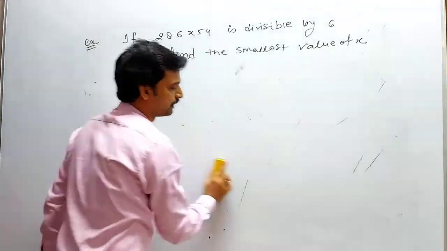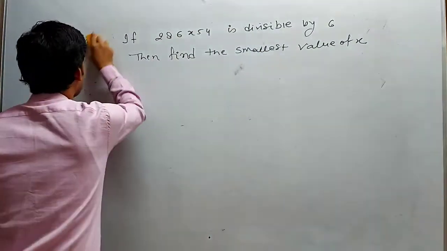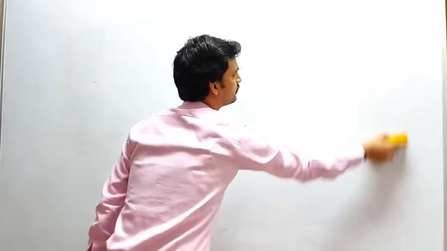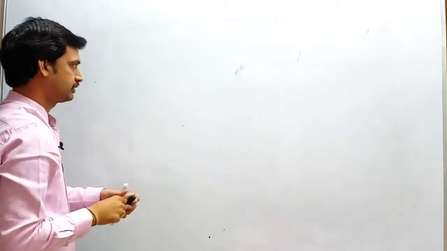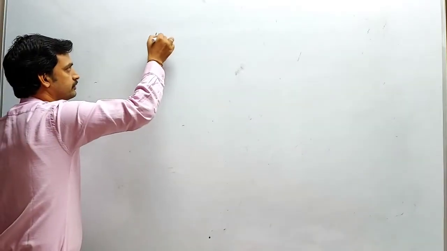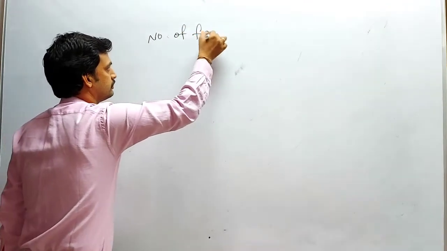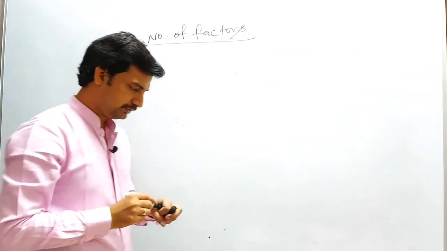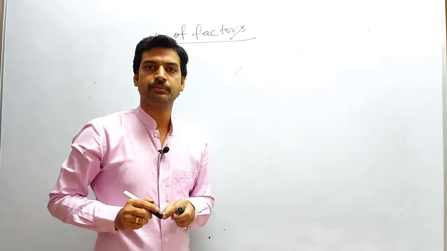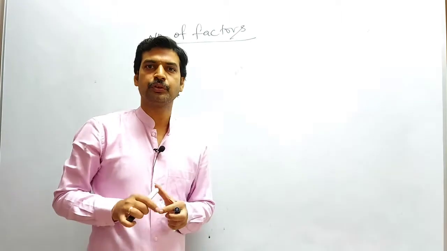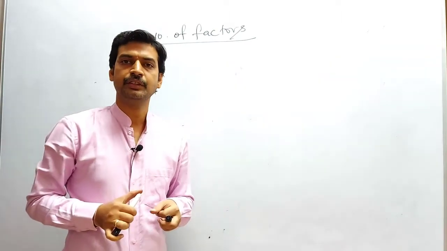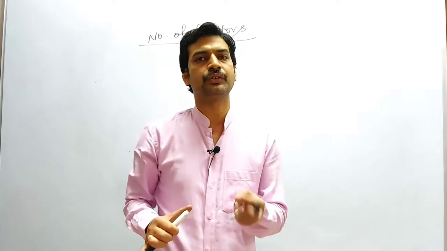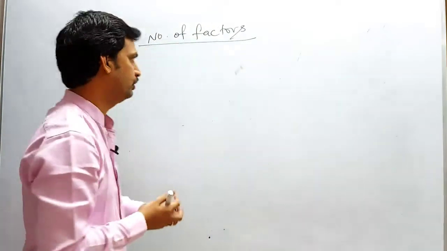We'll move forward to find out the number of factors. For the number of factors, number of factors means what? A number is divisible by how many numbers? Like 4 is divisible by 1, 2 and 4 itself. So there are 3 factors of 4. Like 6, the number is divisible by 1, 2, 3 and 6. So there are 4 factors of 6.